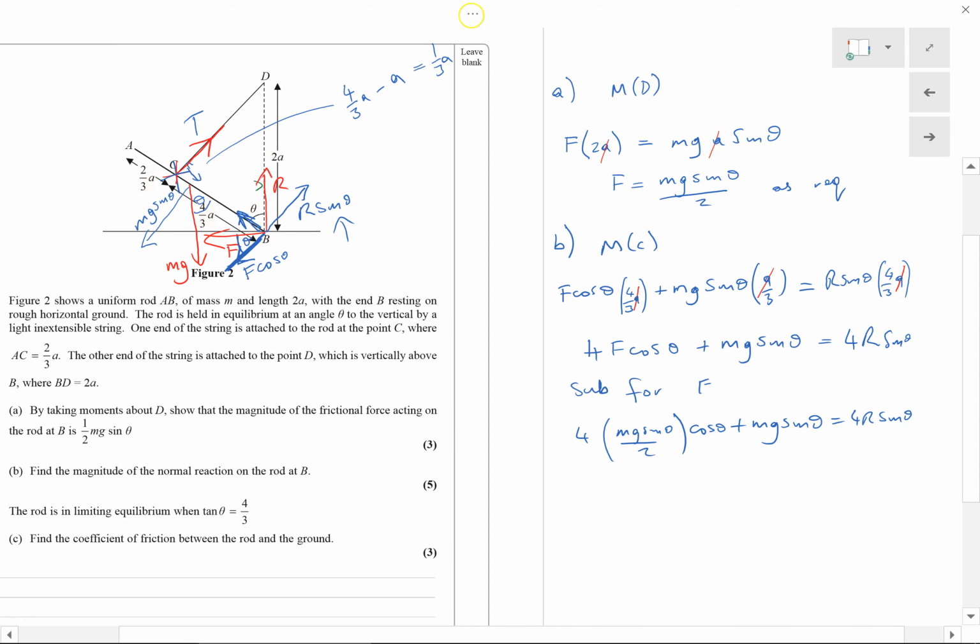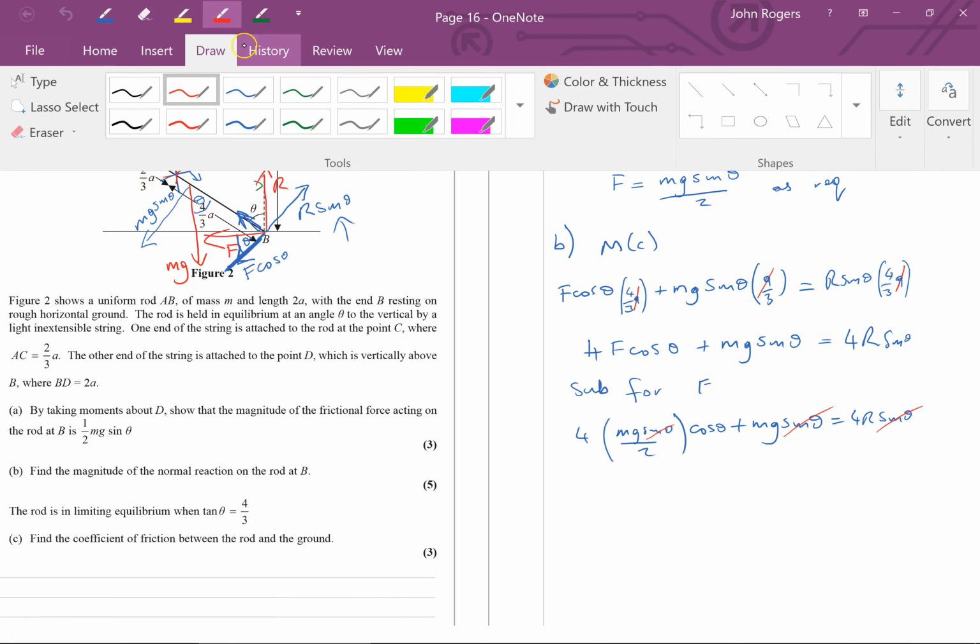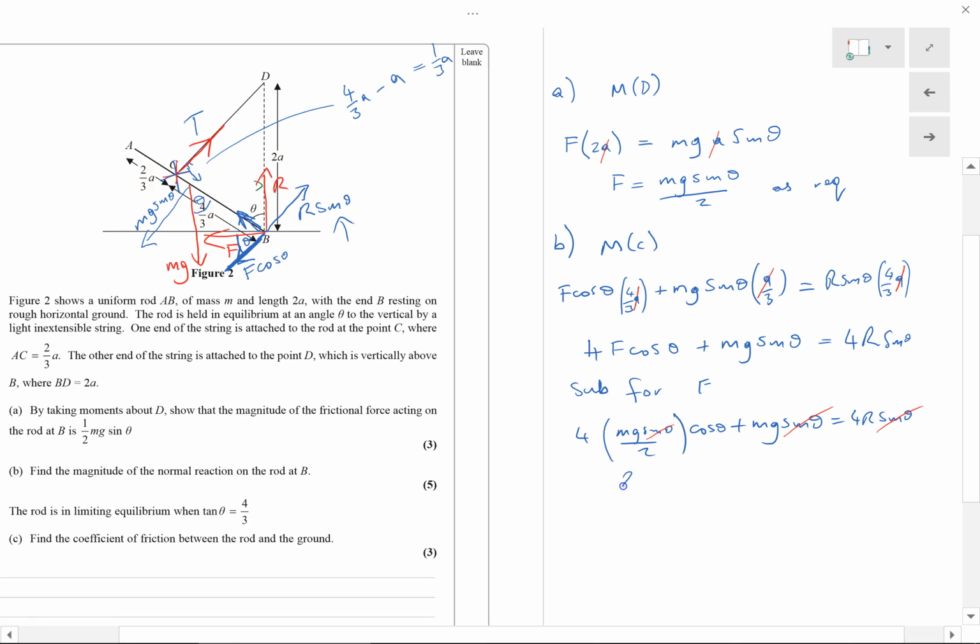Now, looking at this, sine theta will cancel. We will end up with this term here, with the 4 will cancel with the 2. So that will be 2 mg cos theta plus mg is equal to 4r. So that gives us r equals mg over 4, 2 plus cos theta.